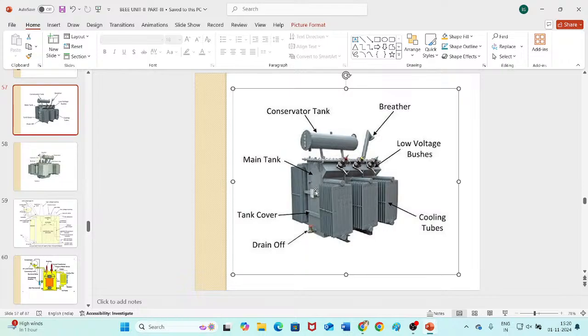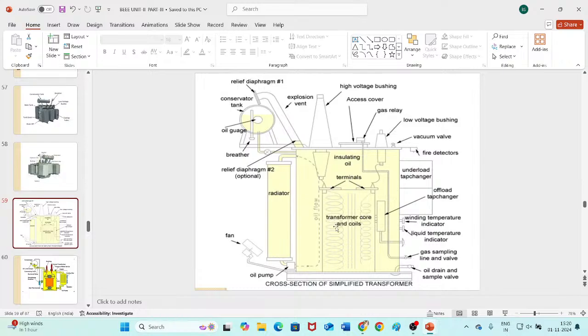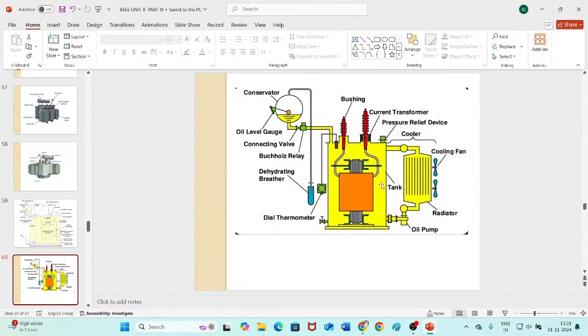In the transformer, oil is filled. You can see another image here. This is primary winding, secondary winding, and this is the inside portion of the tank. It is filled with oil. I don't know whether it is visible or not. Another image is there. See here. This whole yellow portion is the oil, transformer oil. It is filled with proper oil to provide proper insulation to the transformer windings, to each and every part of the transformer.